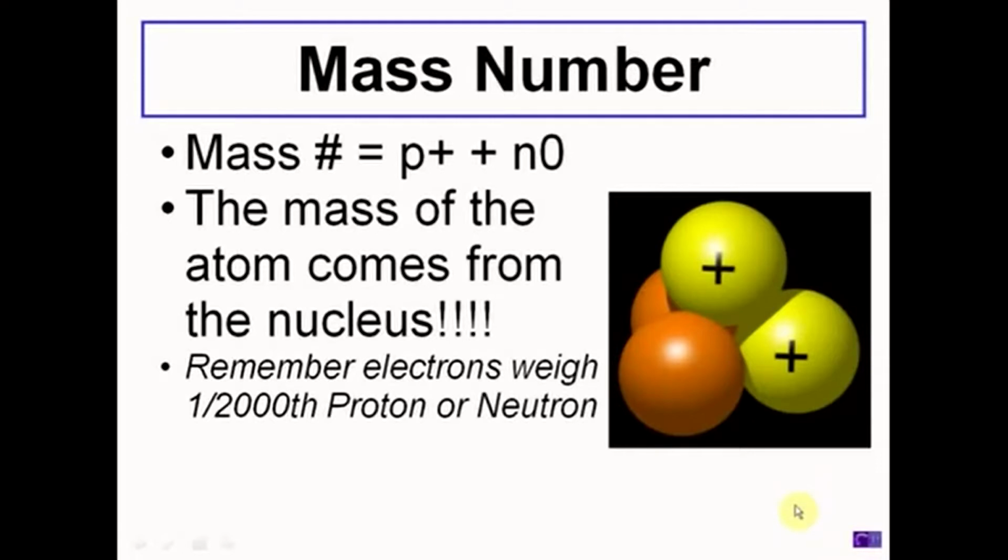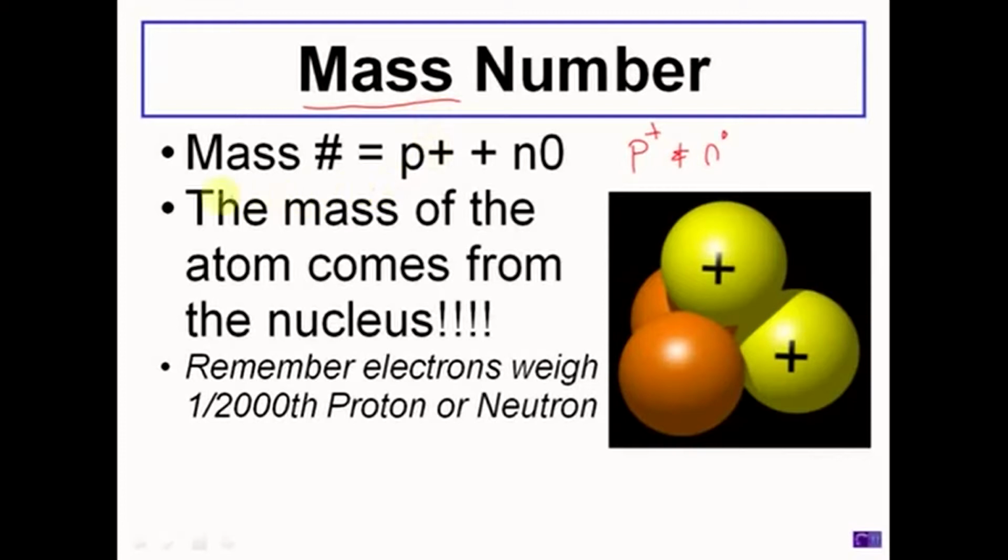The mass number is simply going to be the number of protons plus the number of neutrons. So I think of it as my protons and my neutrons combined together. If I add up all the protons in the nucleus plus all the neutrons in the nucleus, I come up with the mass of the atom. And this is called the mass number. I like to think of it as the mass of the atom.